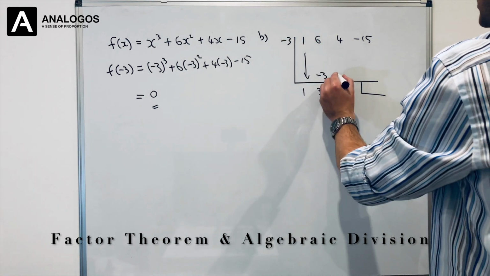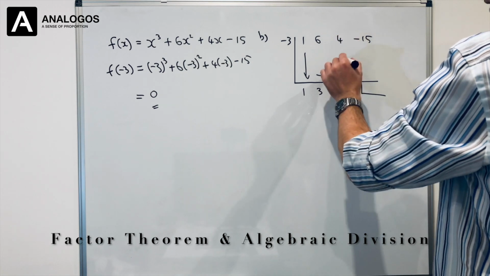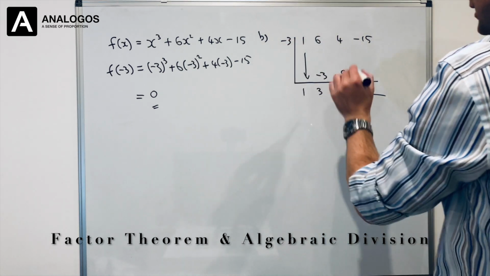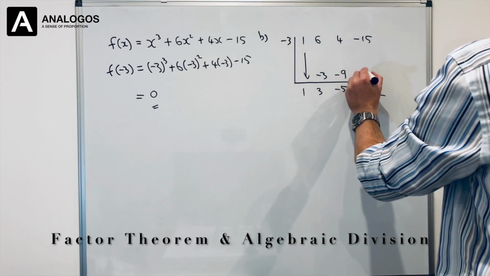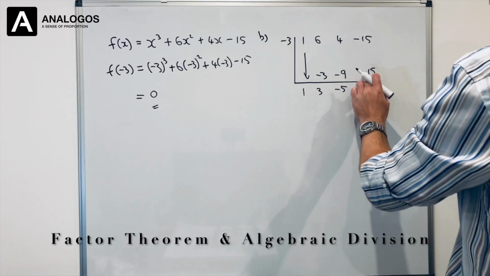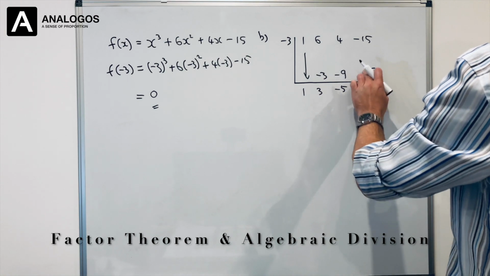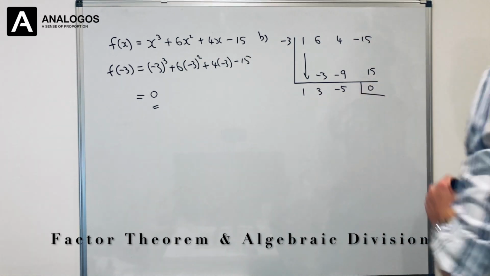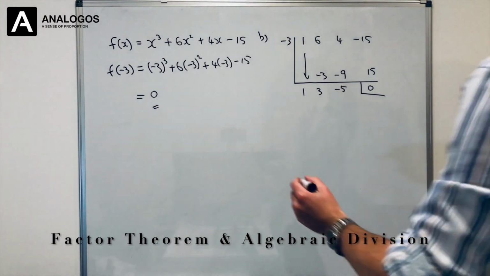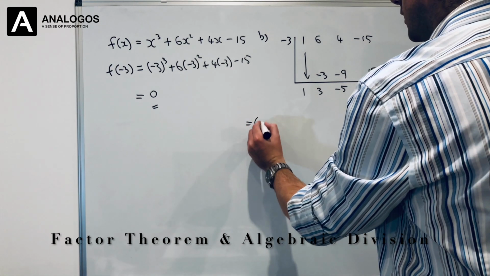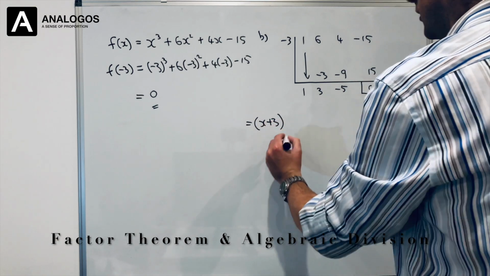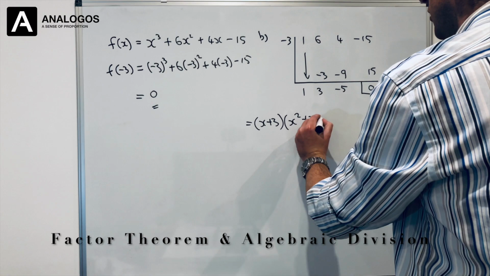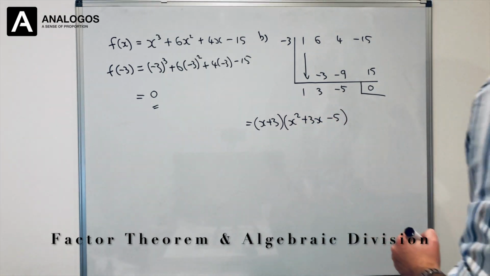Negative 3 times 3 would be negative 9. 4 plus minus 9 would be minus 5. Negative 3 times negative 5 would be positive 15. You don't have to put the positive in, but just to highlight the fact that it's the opposite to negative. Negative 15 plus 15 is obviously 0. Okay, so therefore we have this equals x plus 3, and we've got x squared plus 3x minus 5.